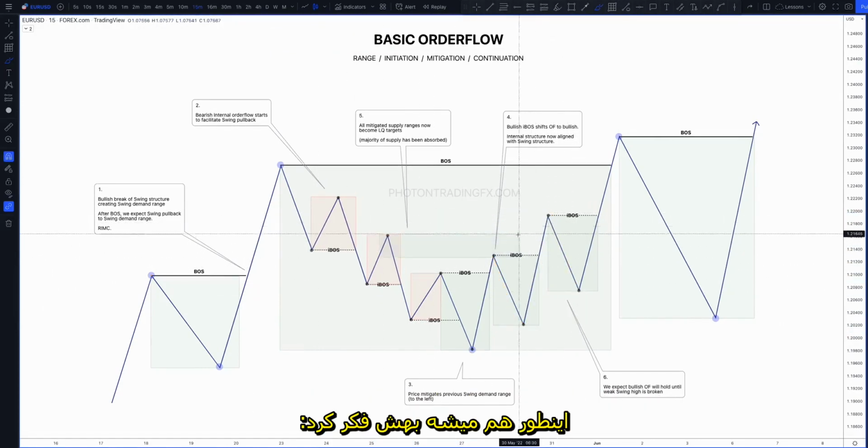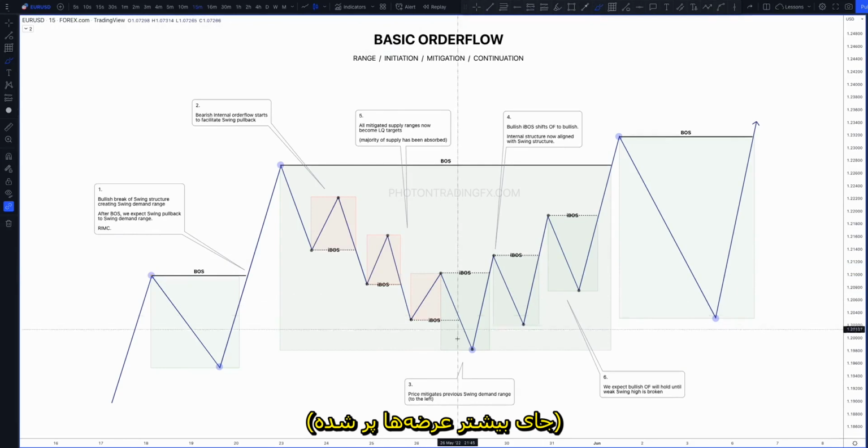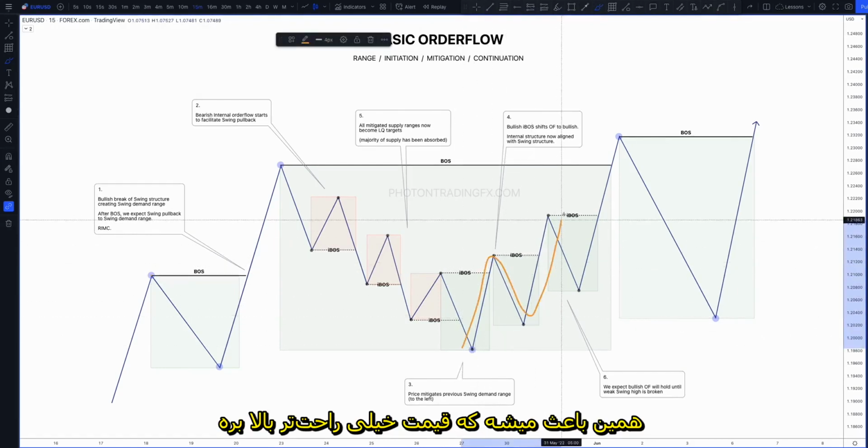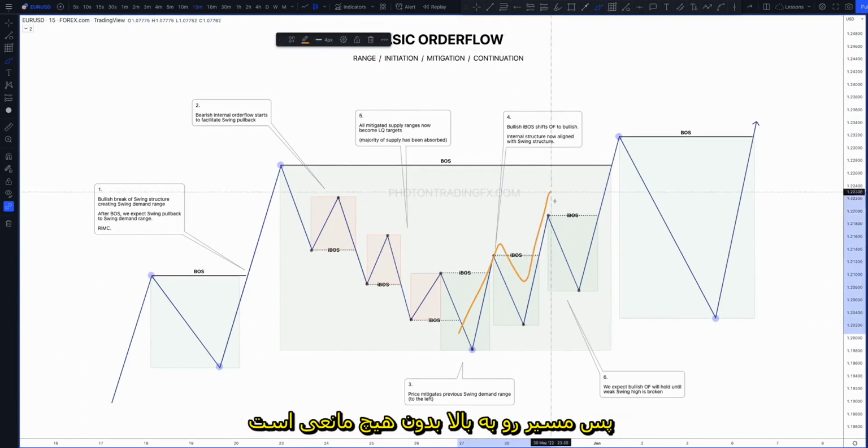So the way you can also think about it is that because these supply ranges have been mitigated, there will be less supply within them, like the majority of the supply has been used up. So now this allows price to move easier to the upside. Think of it that way. There's less supply here to contain price. So now there's a bit more of a free path for it to continue up to the upside.